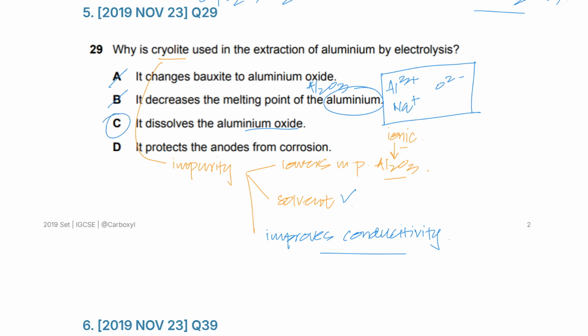It says it protects the anodes from corrosion. No, the anode is still going to corrode, because the anode is the positive electrode, and once oxygen forms at the positive electrode, because the temperature is too high, the carbon would react with oxygen to give you carbon dioxide, so it can't be protected. That's why extraction of aluminum results in global warming, because it forms a greenhouse gas called carbon dioxide. Yeah?